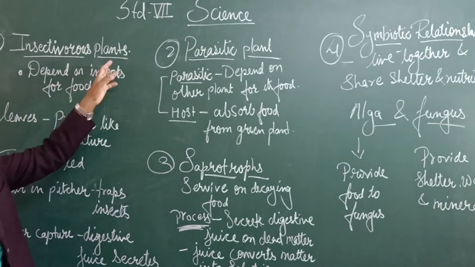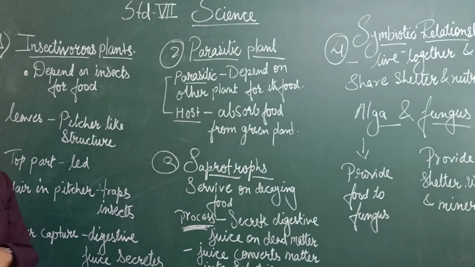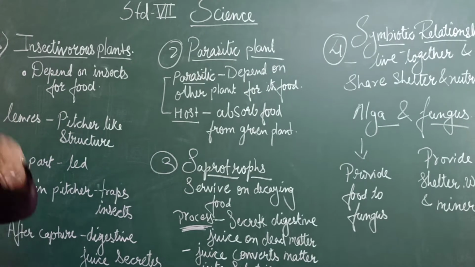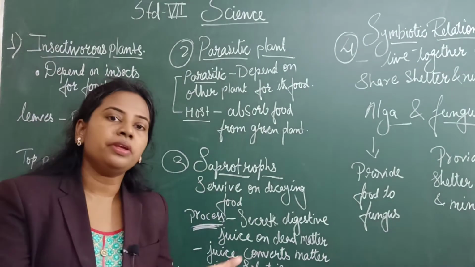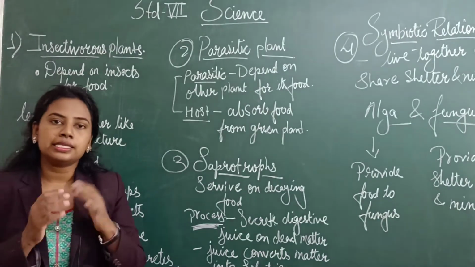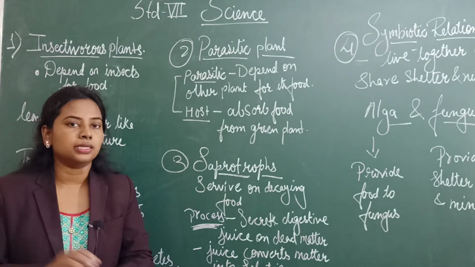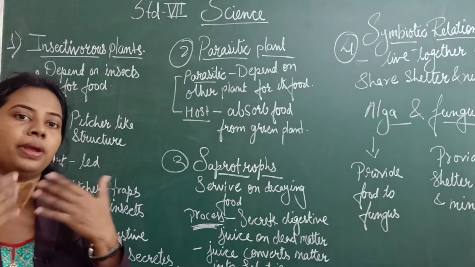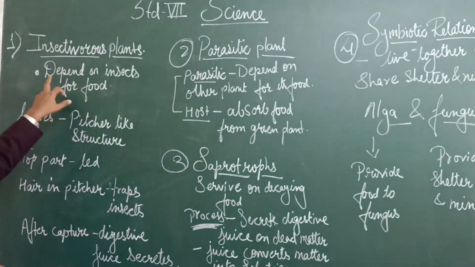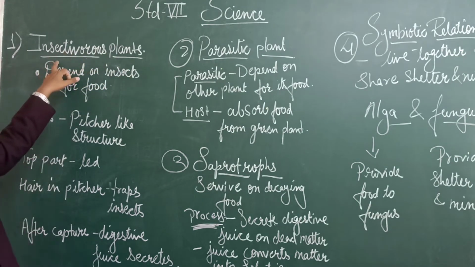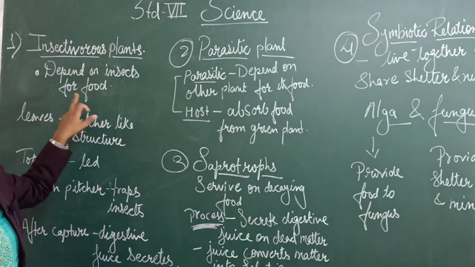What are insectivorous plants? Insectivorous plants depend on insects for their food. The plant depends on insects, it eats insects. Now you will be thinking how plants can eat insects. In the previous video I explained that some plants prepare their food by the process of photosynthesis, but some plants do not prepare their own food and depend on others. So that is a heterotrophic plant. First I am explaining insectivorous. Insectivorous itself gives the meaning insect eater. It depends on insects for its food.